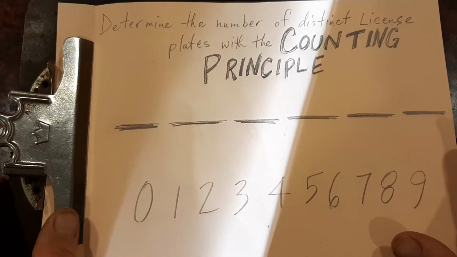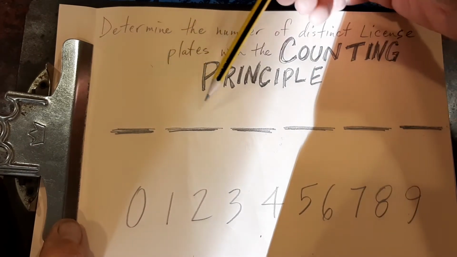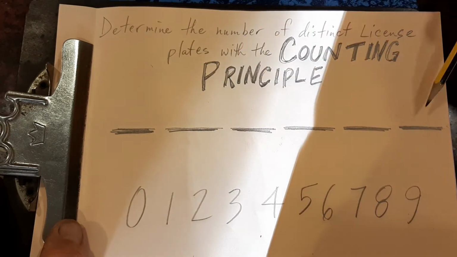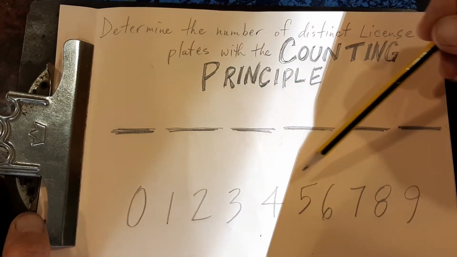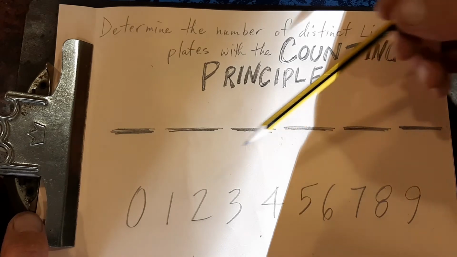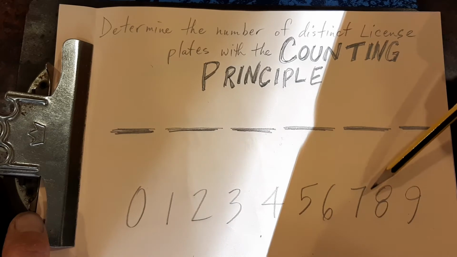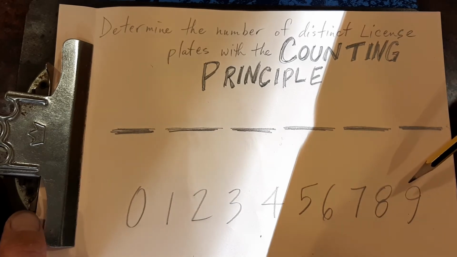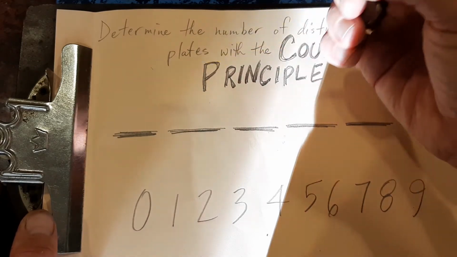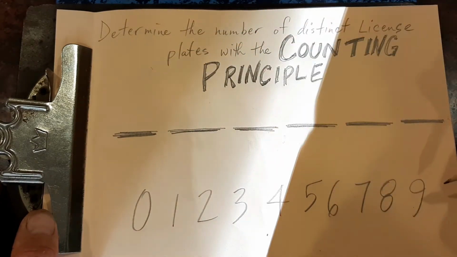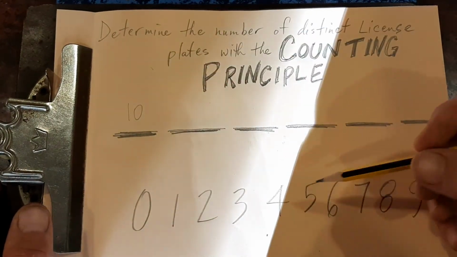All right, so talking about license plates, we have license plates with 1, 2, 3, 4, 5, 6 digits. And for those 6 digits, we can have any of the numbers 0 to 9. Well, how many numbers is that? 1, 2, 3, 4, 5, 6, 7, 8, 9, 10 possible digits in each space on the license plate. So in the first space, I have 10 choices. Okay? And I can do it again.